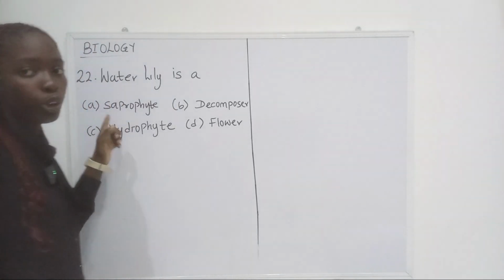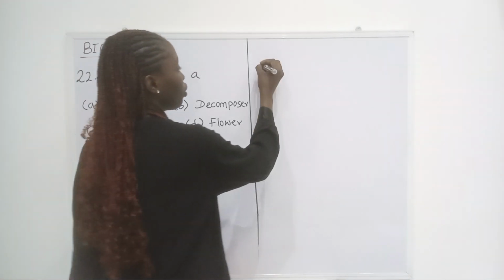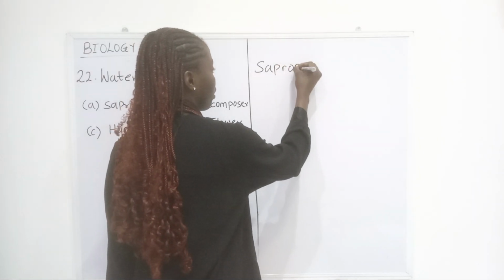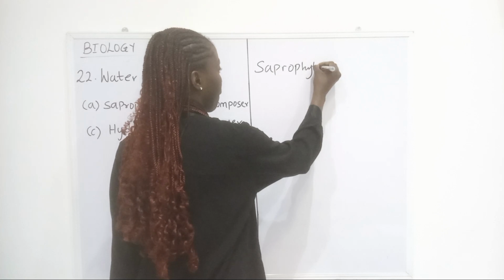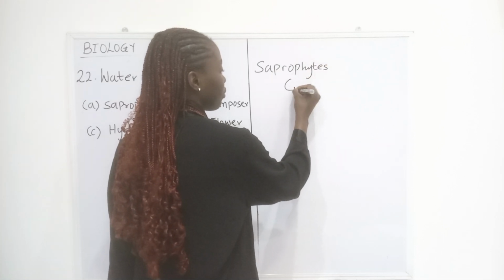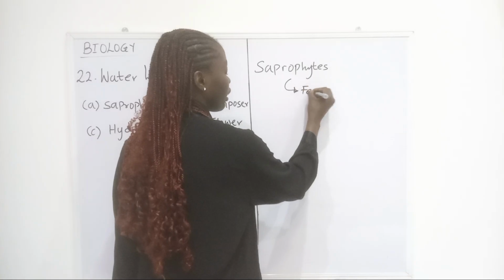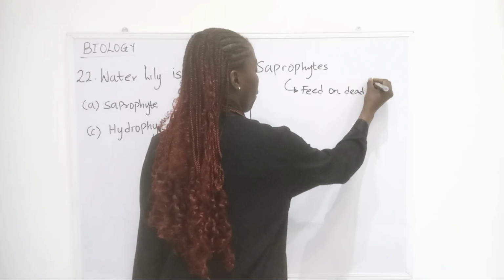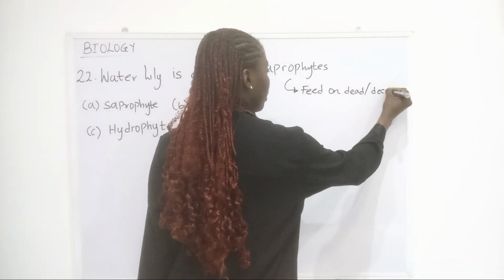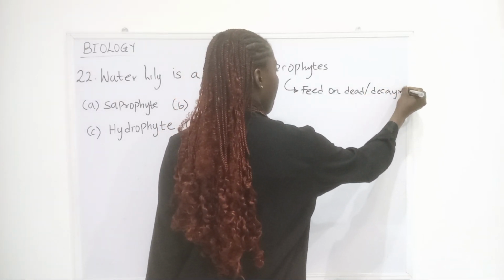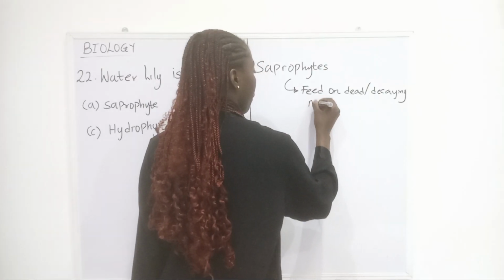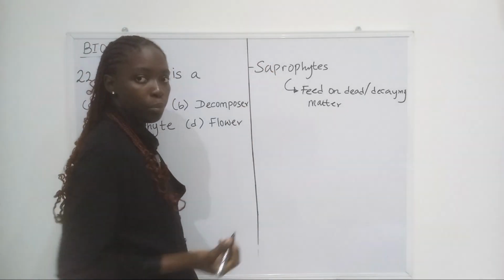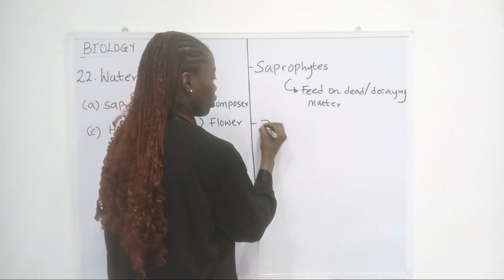So starting with option A, which says saprophyte. So saprophytes are organisms that feed on dead or decaying matter. Saprophyte. The next one is decomposer.